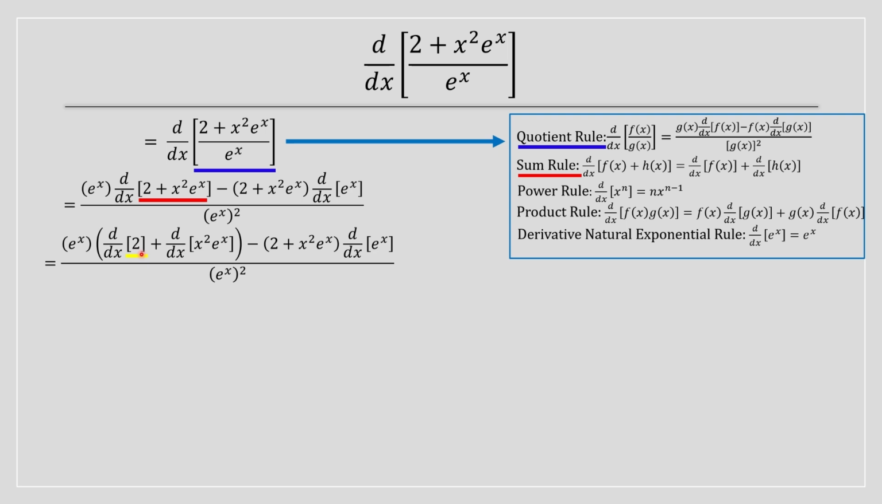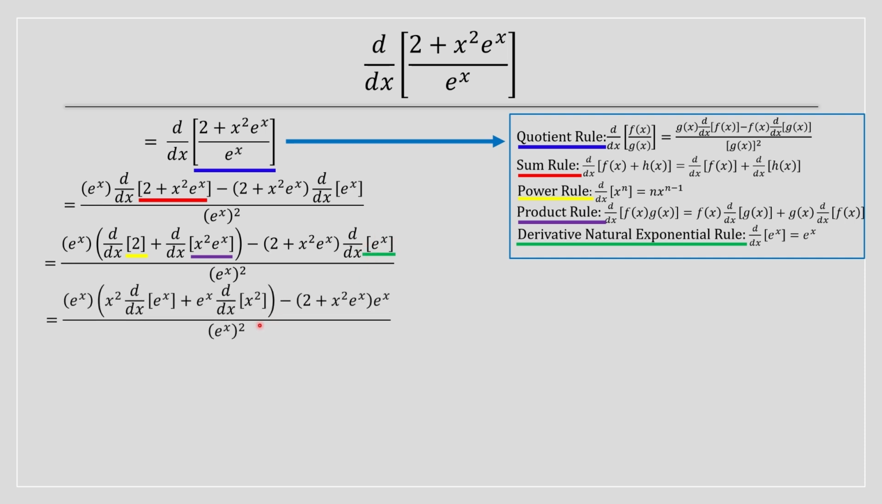Then over here, we could apply the power rule because it's a constant. It's going to be 0 for this portion. Then you have to apply the product rule because over here they're being multiplied. This function over here is being multiplied with e to the x. And when there's a multiplication, it means we have to apply the product rule. Then we have to apply the derivative of natural exponential rule over here because we have an e to the x.